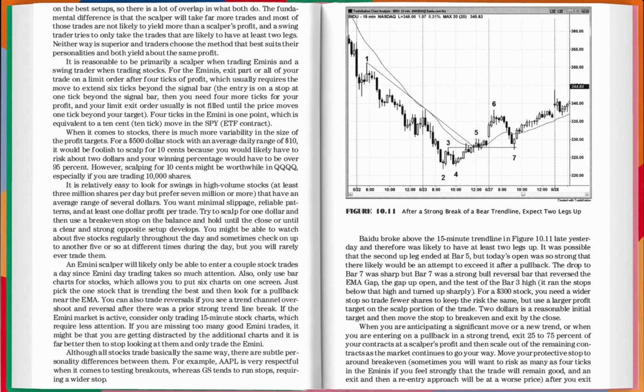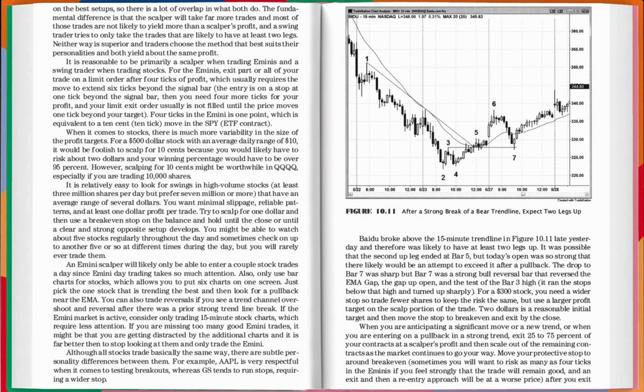It is relatively easy to look for swings in high-volume stocks, at least 3 million shares per day, but prefer 7 million or more that have an average range of several dollars. You want minimal slippage, reliable patterns, and at least $1 profit per trade. Try to scalp for $1 and then use a break-even stop on the balance and hold until the close or until a clear and strong opposite setup develops.